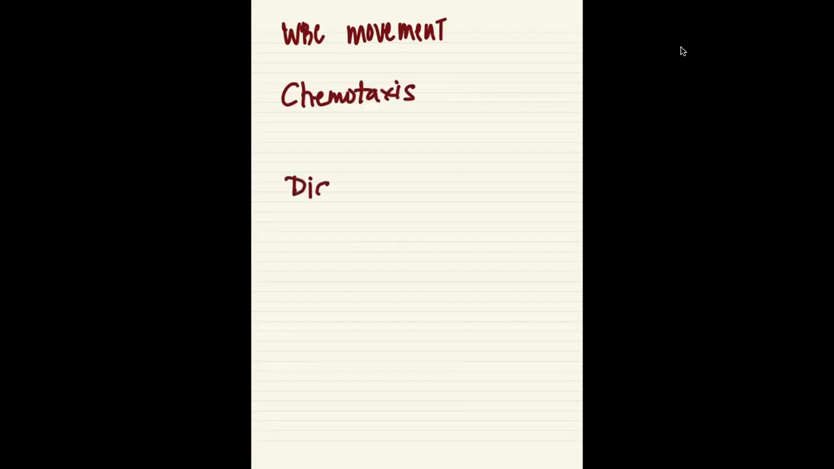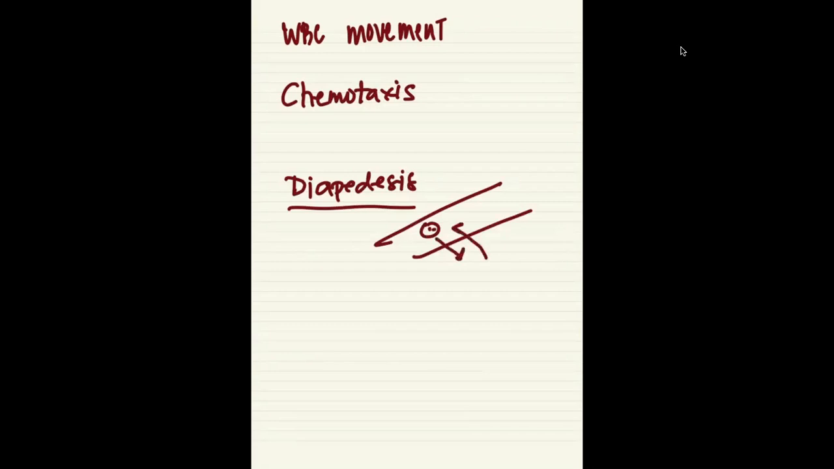When it comes to your WBC movement, you have to remember that it can either be, kasi dito madalas nalilito. So, ano bang pinagkaiba ng chemotaxis sa diapedesis, okay? Remember your diapedesis, this is the movement of your WBC in and out of the cell. Yung paglabas at pagpasok ng WBC natin sa ating blood vessel, we call that diapedesis.